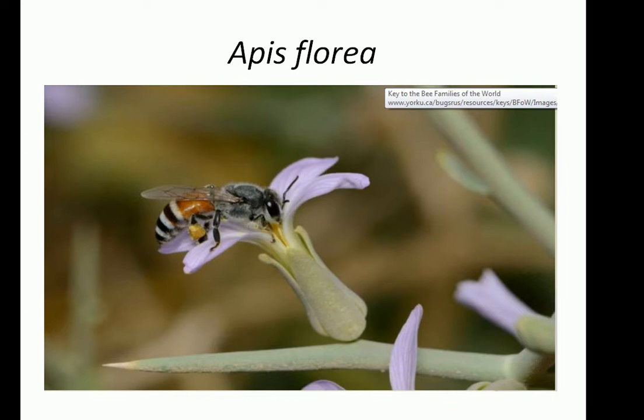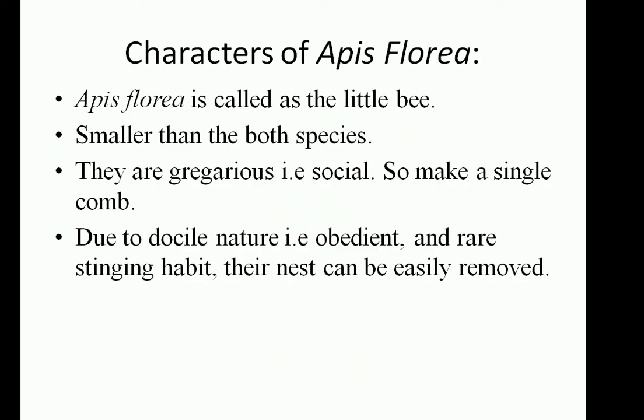Apis florea is also commonly called the garden bee or little bee. This species is very much smaller than the other species, Apis cerana indica, Apis mellifera or Apis dorsata. It is gregarious in nature, that is, solitary or social in nature, and makes a single comb. Due to its docile nature, it is obedient, has a domestic habitat, and the nest can be handled easily.